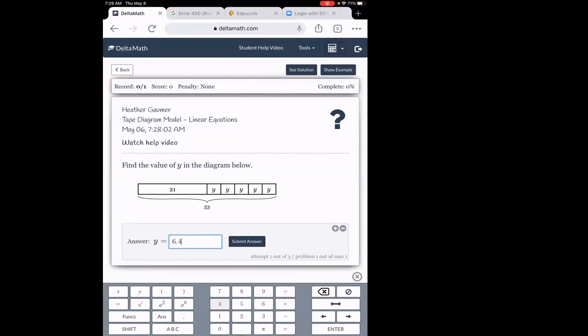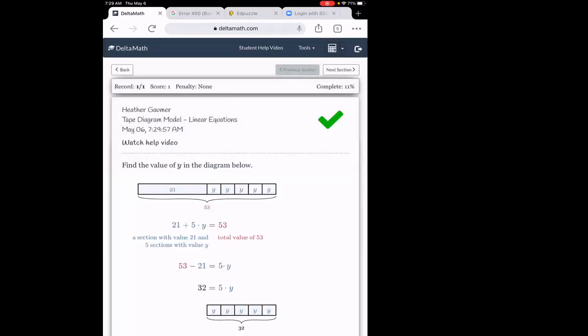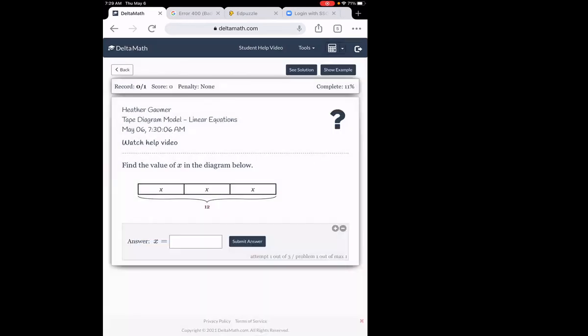Is this part starting to click in your head that as you read the word problems, maybe you're starting to see images like this? I think that's really helpful. All right, so I'll submit my answer, and we are correct. That's a good thing. Okay, so let's go to the next problem.